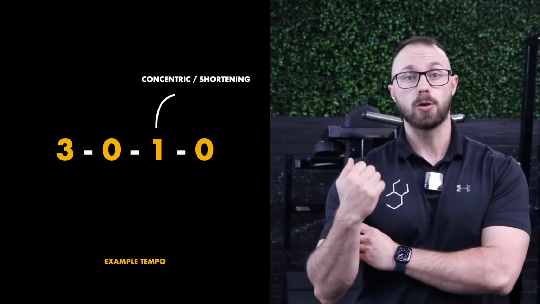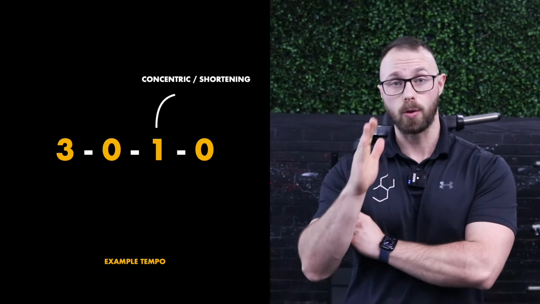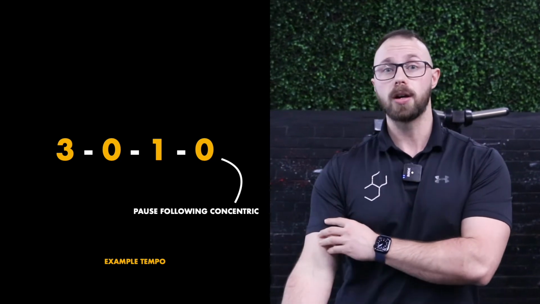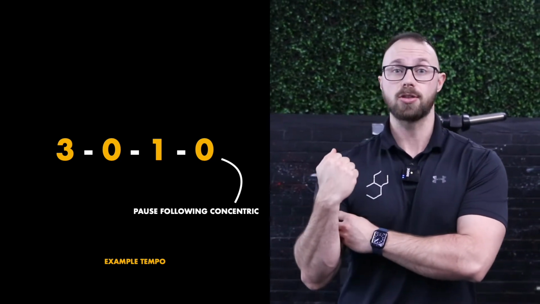Now guys, it's important to remember with our tempo, it is 4 numbers that represent different actions in the lift. It is not a 4 number sequence that you follow in order. So if I take our bicep curl and our chest press, for example, a bicep curl begins with a concentric contraction. So it begins with the third number, because that's what represents concentric, and the 4th number represents the pause after the concentric contraction.